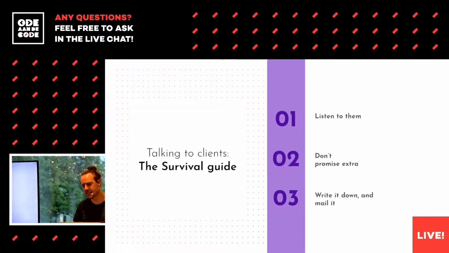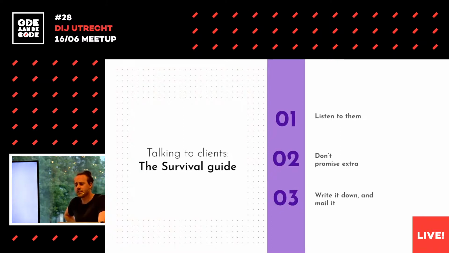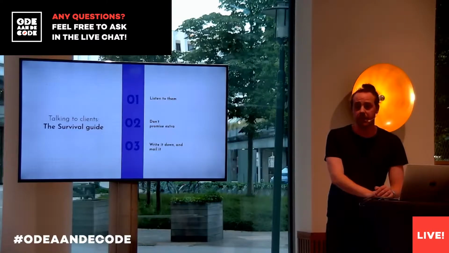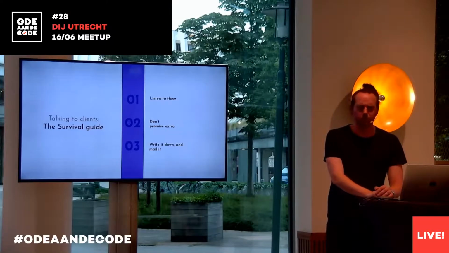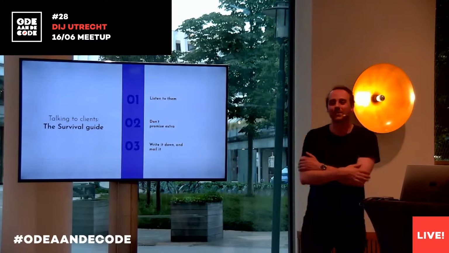Write it down and mail it. If you're in a lot of meetings, there's always at least some person who writes everything down. Everyone hates being that person. I would say that's the most important part of being in a meeting. If I'm in a meeting, I'm always writing everything down and at the end mailing it. There are three very, very important reasons for that.